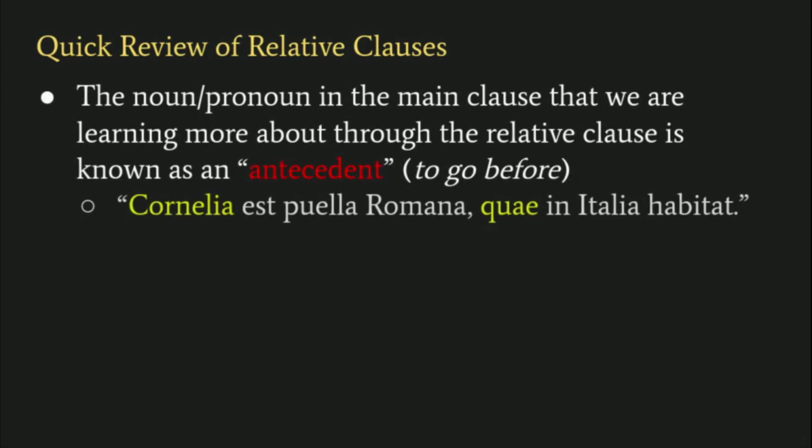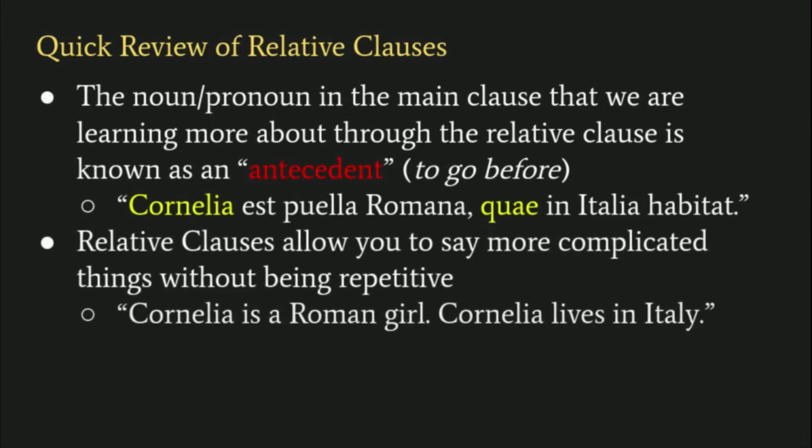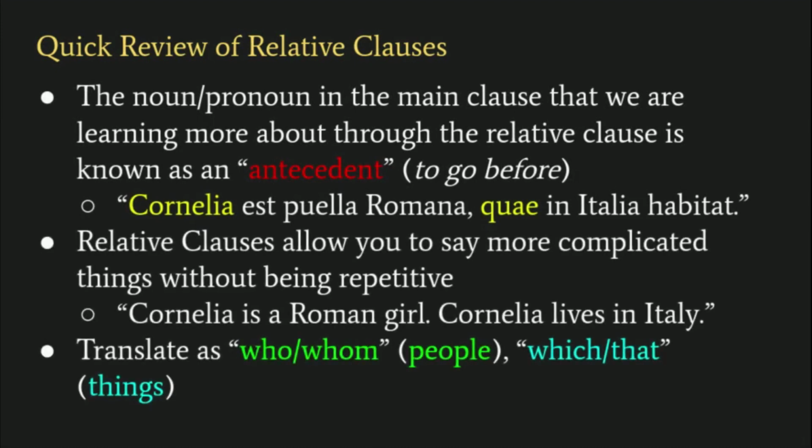So if we continue thinking about relative clauses, the noun or pronoun in the main clause that we're giving more information about is called the antecedent. It's a little technical, right? A little grammar term, but you can figure it out. It literally means to go before in Latin, or it comes from that root.